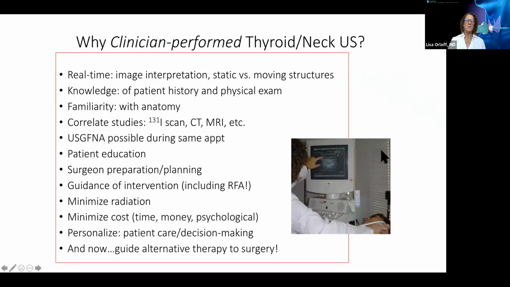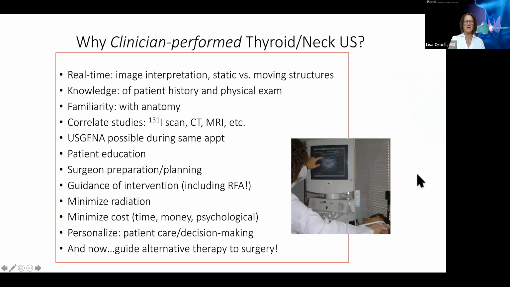including those listed here. We can perform image interpretation in real time, which, as I mentioned, is better than video capture. There's knowledge of the patient history and physical exam and prior imaging studies, familiarity with the patient's physical findings and anatomy, and sometimes surgical anatomy as well. And ultrasound-guided FNA can even be performed during the same appointment. Ultrasound is a terrific tool for patient education and for surgeon planning and decision-making. And now we can use it to guide interventions besides fine needle aspiration biopsy and alcohol ablations. We can use it to precisely perform radiofrequency ablation. In fact, it's the sine qua non for RFA and other precision procedures.